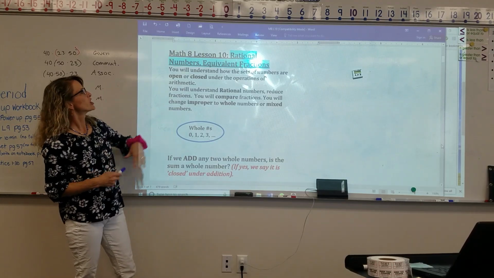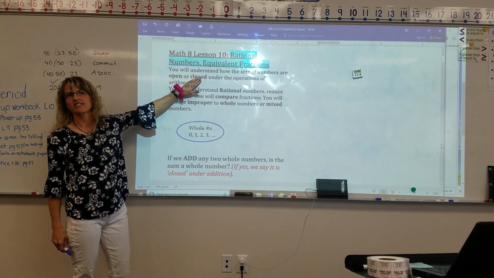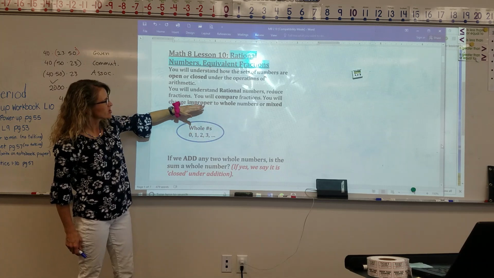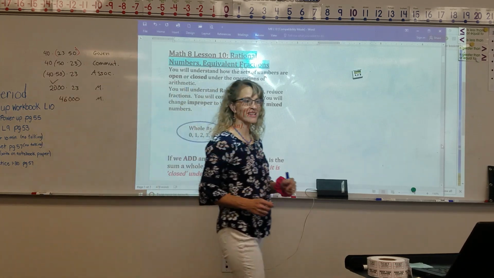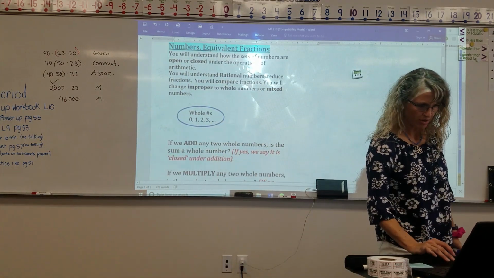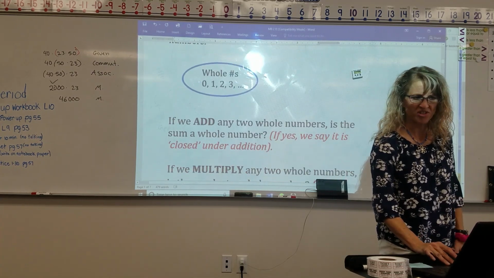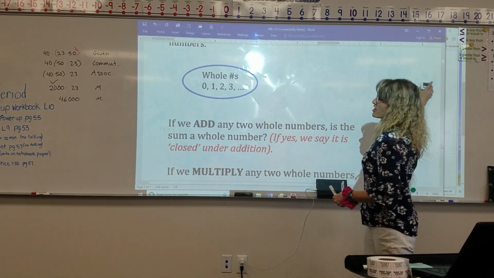Okay, very good. We're going to talk about closed sets. We'll get to that. We're going to talk about rational numbers, comparing fractions, improper to whole numbers, and mixed numbers. So let's start with this scenario. What does it mean to have a closed set under an arithmetic operation?